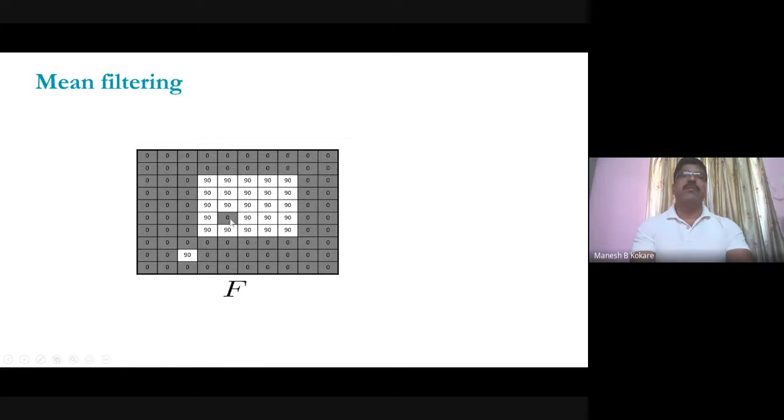Now suppose, for example, this is the noise in this one. Or also this is noise, because all of its neighboring pixels have intensity equal to 0, and this is the only pixel having intensity equal to 90. So this pixel can be considered noisy. Or, in the other case, this is the only pixel having 0 intensity, and the rest of the neighboring pixels have 90 intensity, so this pixel can be considered noisy.